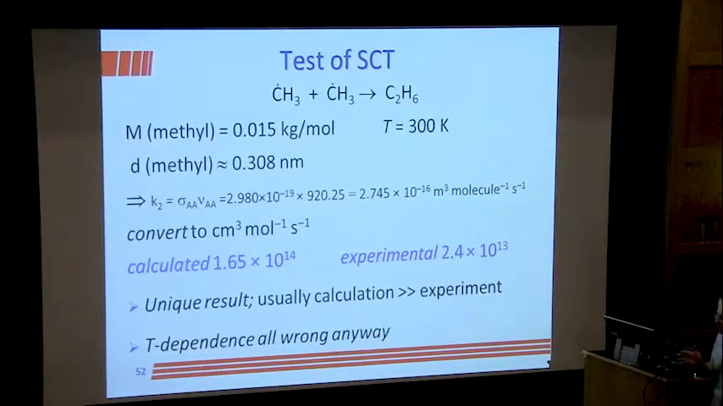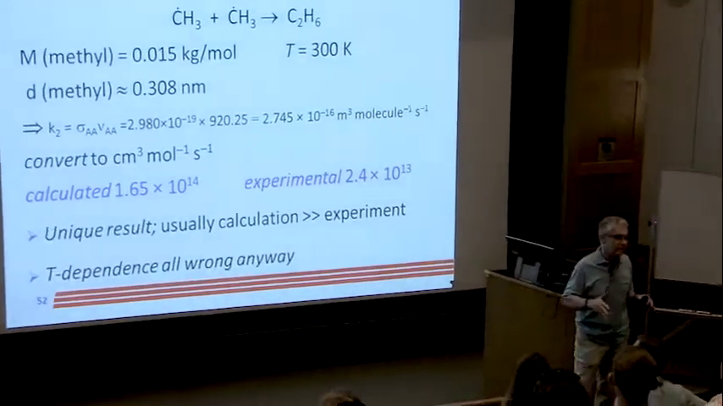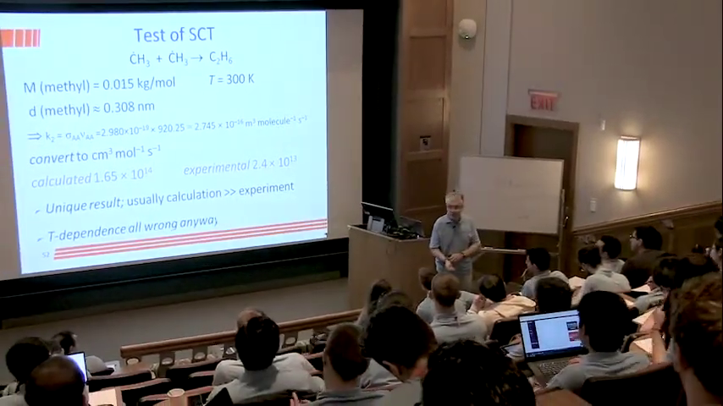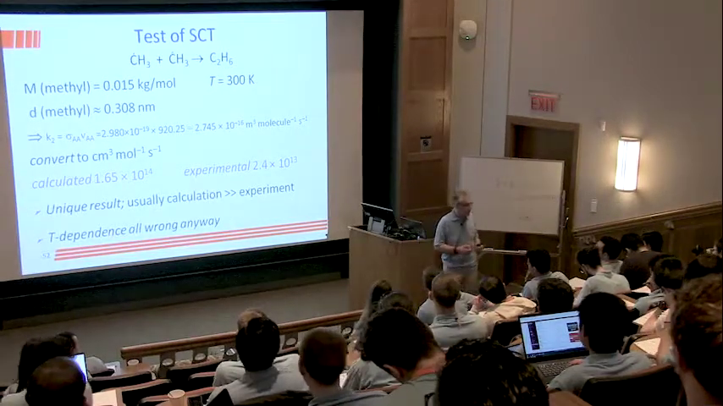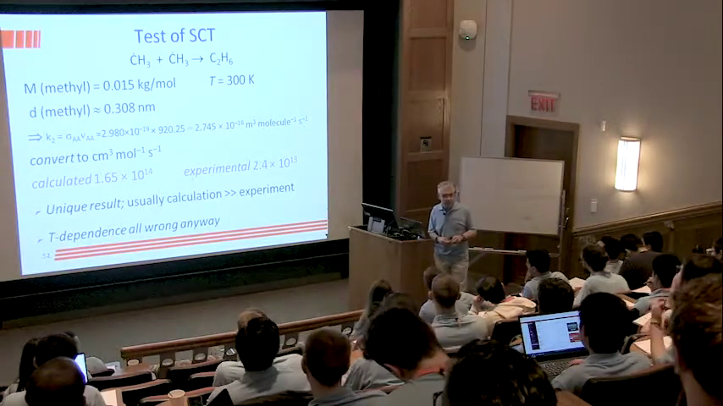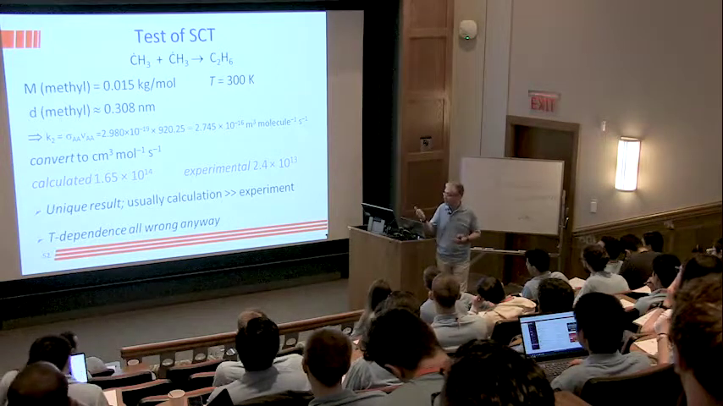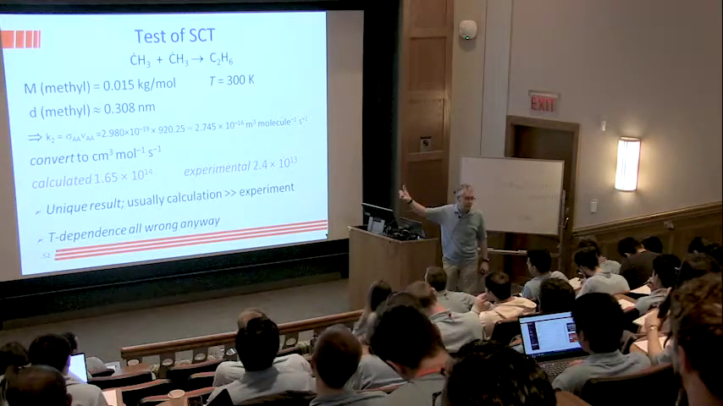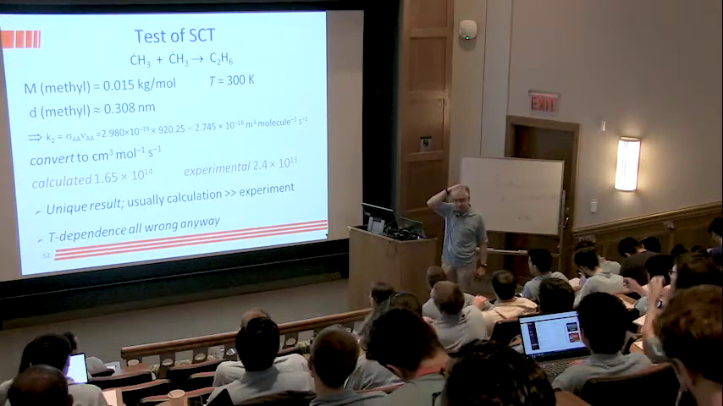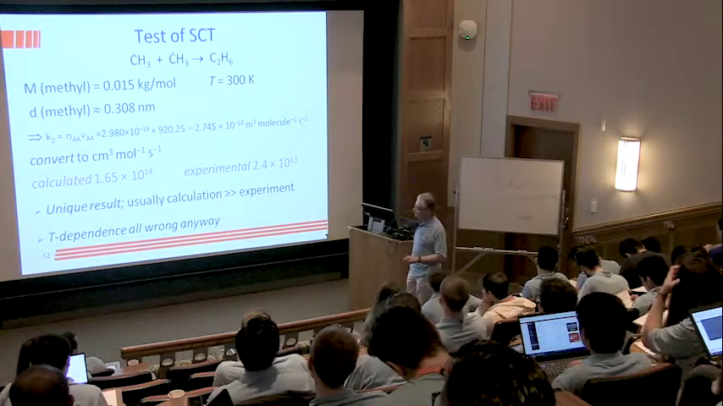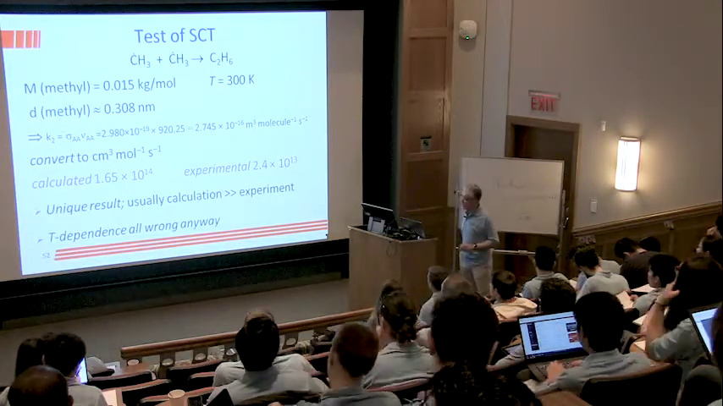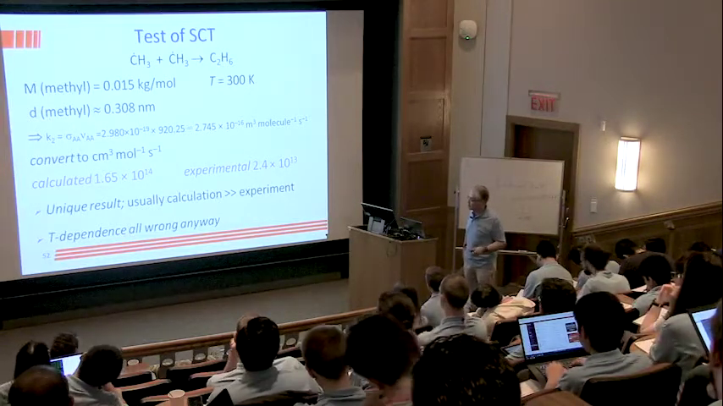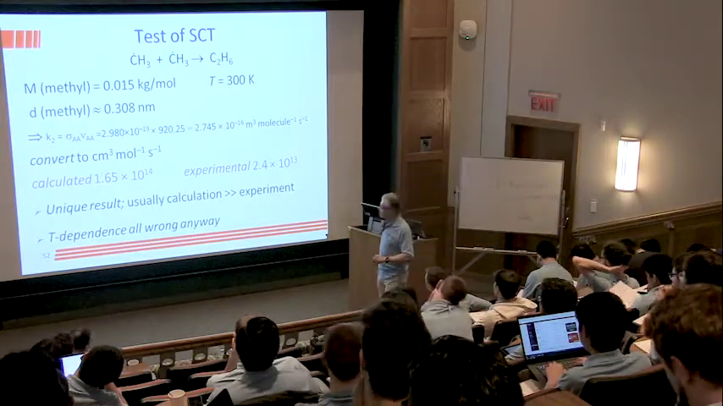A good place to look at this, actually, is Chemical Kinetics by Pilling and Seakins. So Mike Pilling and Paul Seakins. Mike Pilling sometimes gives the lectures here. There's a book of Chemical Kinetics by Pilling and Seakins, and they talk about simple collision theory in there. So it's a good place to look at this. But usually, the calculation is bigger and sometimes way, way bigger than what you measure experimentally. So the temperature dependence is all wrong.